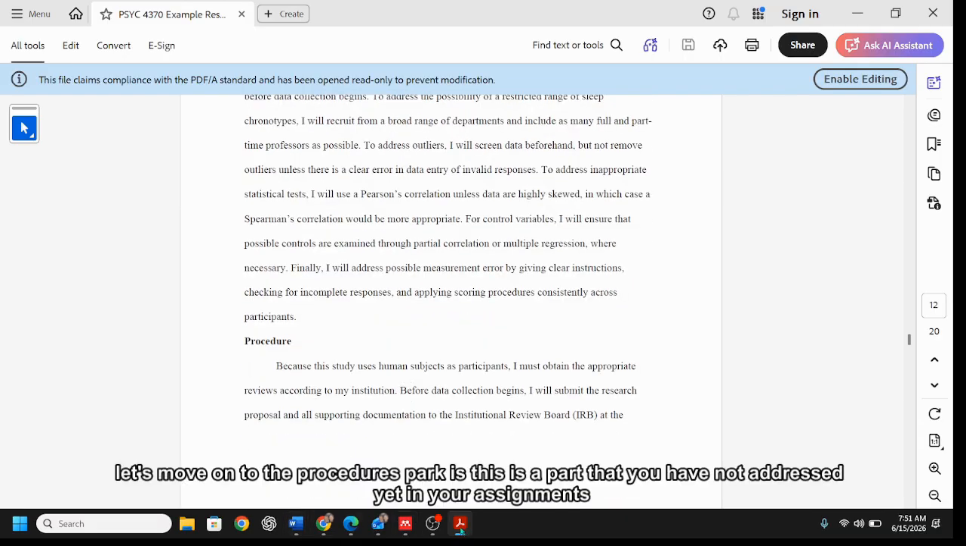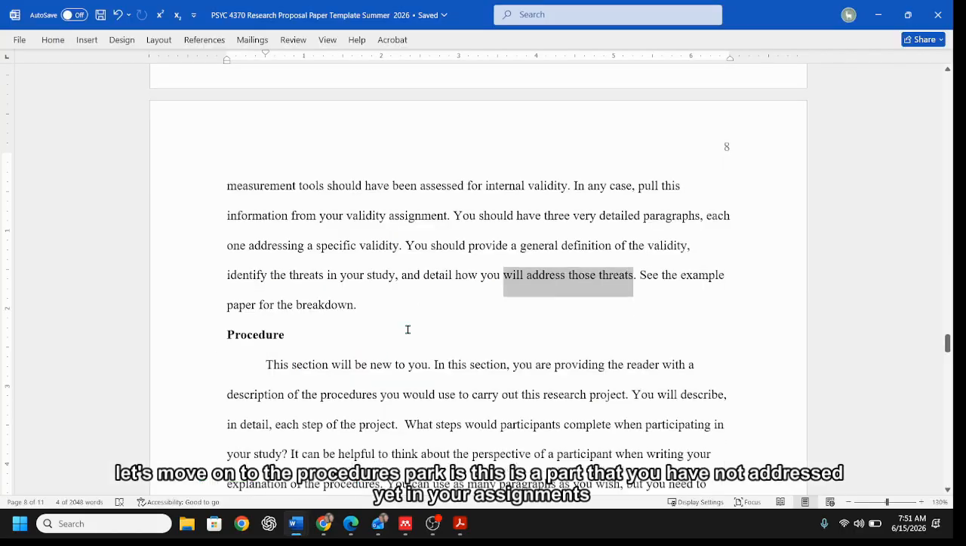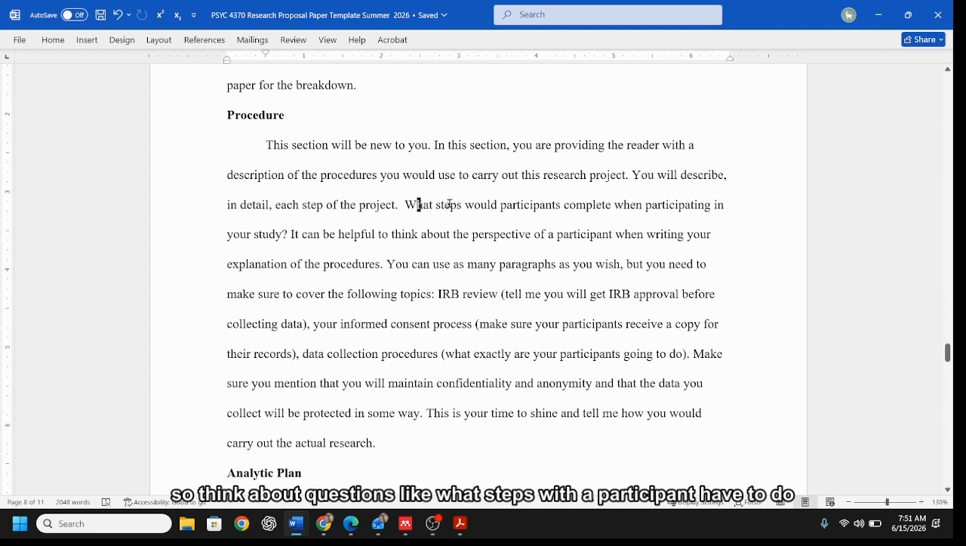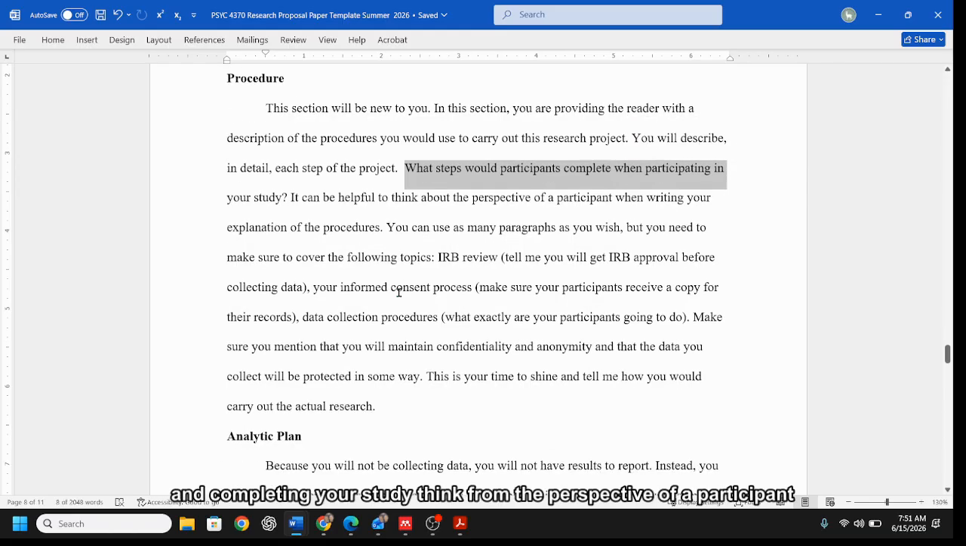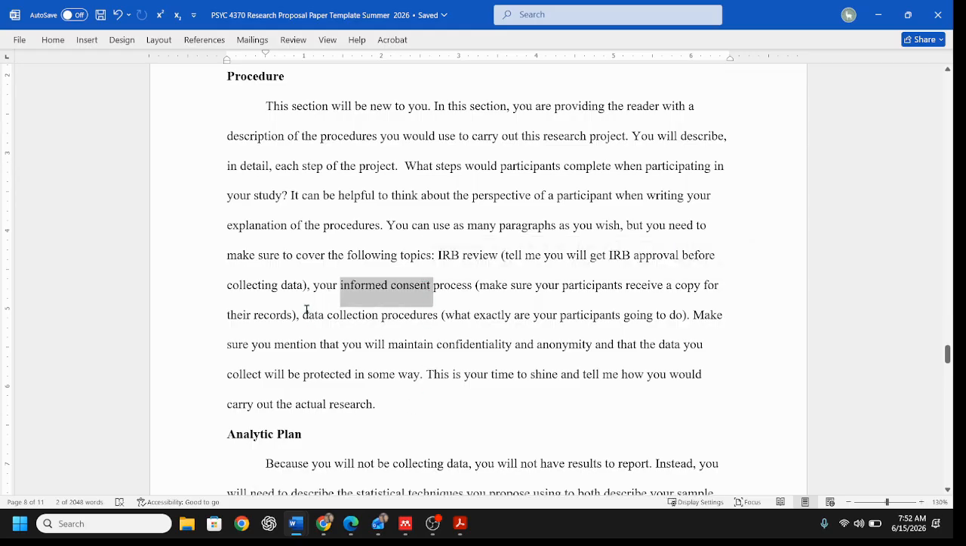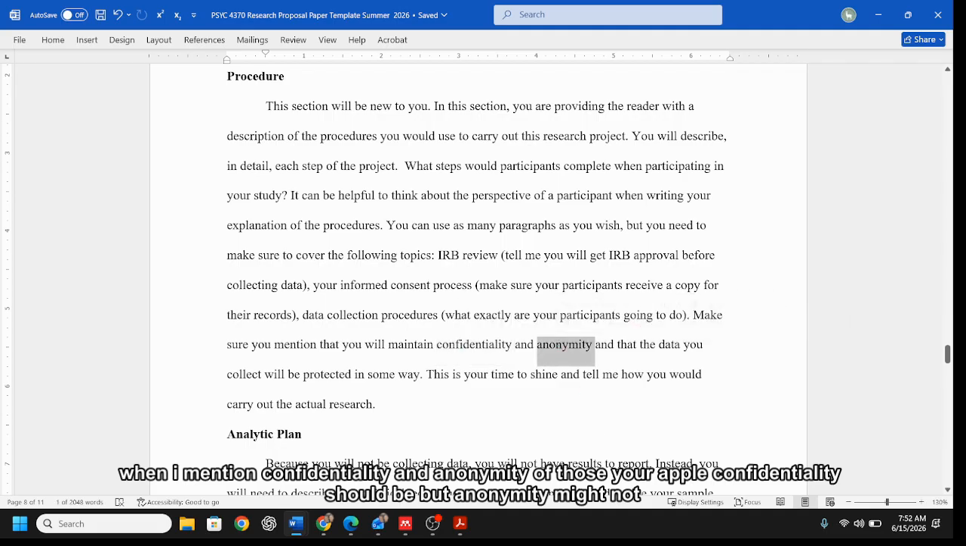Let's move on to the procedures part, because this is a part that you have not addressed yet in your assignments. In the procedure section, it's going to be new, and you're telling the reader a description of your procedures. You're going to describe them in detail, starting at the very beginning. So think about questions like, what steps would the participant have to do when completing your study? Think from the perspective of a participant. Write as many paragraphs as you wish, but start by covering IRB, your informed consent, then go into your data collection procedures. You also want to mention confidentiality and anonymity if those are applicable. Confidentiality should be, but anonymity might not.